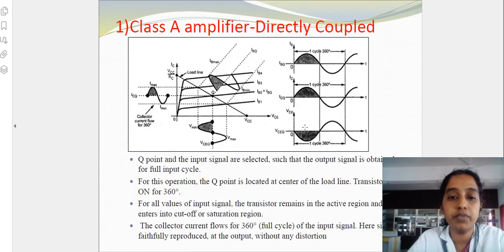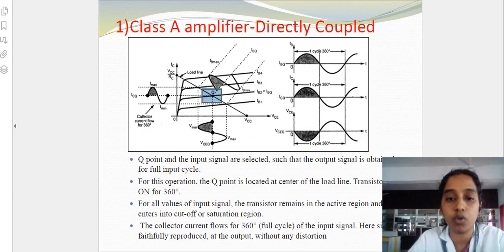First we are going to select the Q point in such a way that the output is obtained for a full input cycle. So from this operation, the Q point is selected at the center of the DC load line. Note it, only when the Q point is selected at the center does it act as a class A power amplifier.